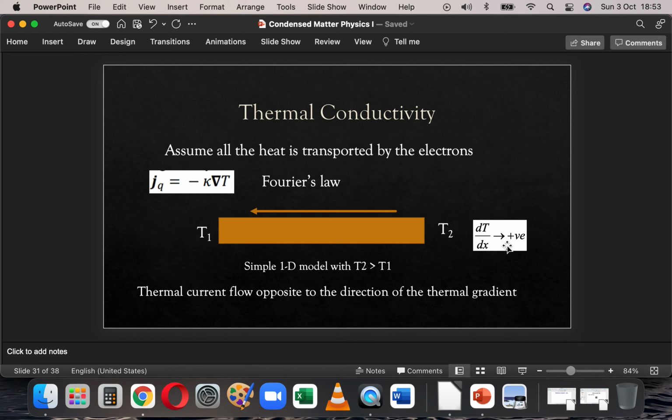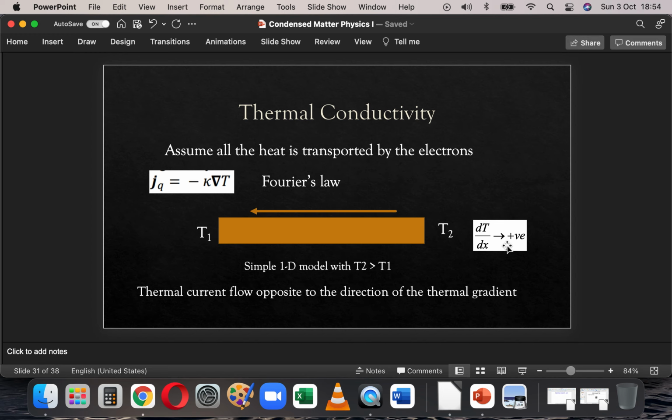So now we will look at the last part of the Drude model, which is thermal conduction. So in thermal conduction, basically what happens is that you are heating one end of the metal, and the other end is at a lesser temperature. So there is a thermal gradient and there is a thermal current that flows. Now the thermal current that flows will be opposite to the direction of the thermal gradient.